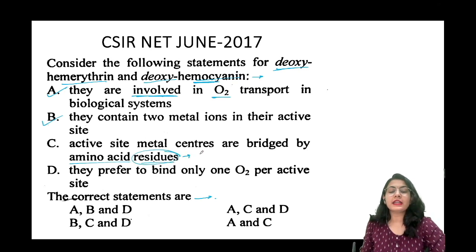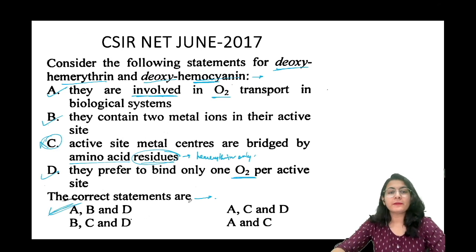This is only correct for hemerythrin. This is not correct for hemocyanin, hemerythrin only. So I would say this is not correct. They prefer to bind only one oxygen per active site. This is also correct. That is, at one active site only one oxygen can be transported in the form of the peroxide. So A, B and D are the correct answer. This one, first one. Okay.